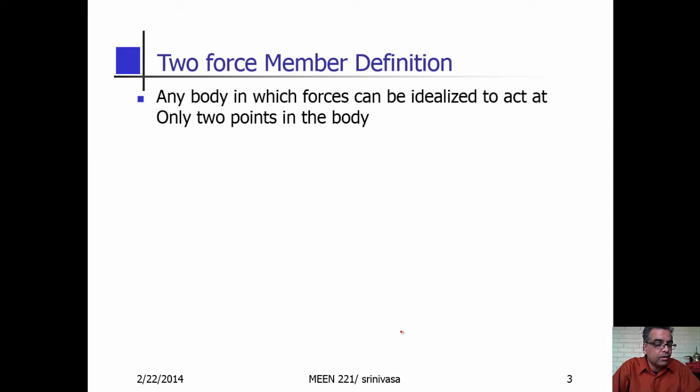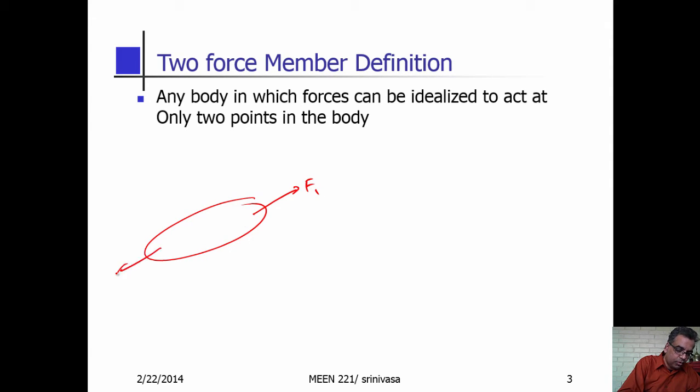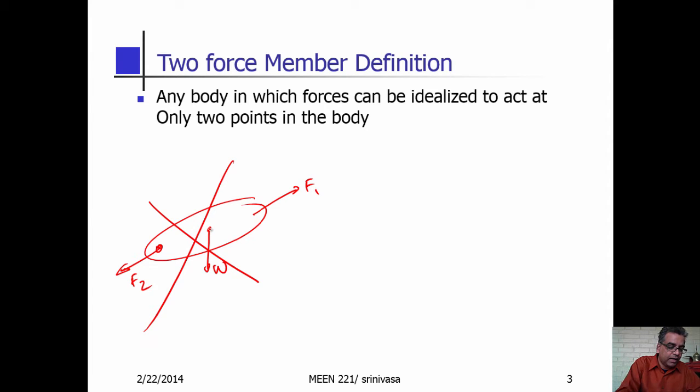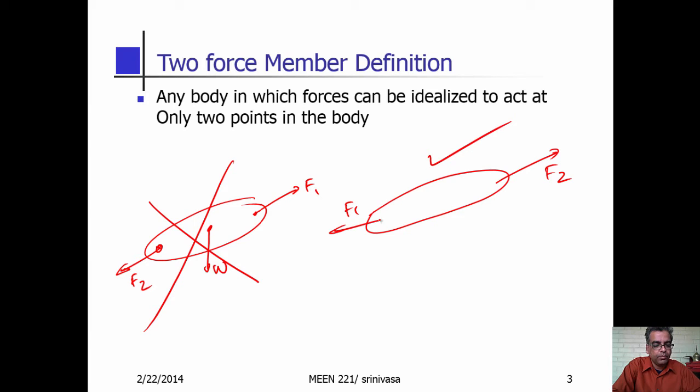So first let's talk about what is the definition of a two-force member. Any body in which forces can be idealized to act at only 2 points on the body. So if you have a body like this and you have force F1, force F2 and then the weight of the body, this is not a two-force body because forces are acting at 3 points. But if you idealize it to say that there are only F1 and F2 like that, then this is a two-force body. Forces acting at only 2 points. That is the basic idea.